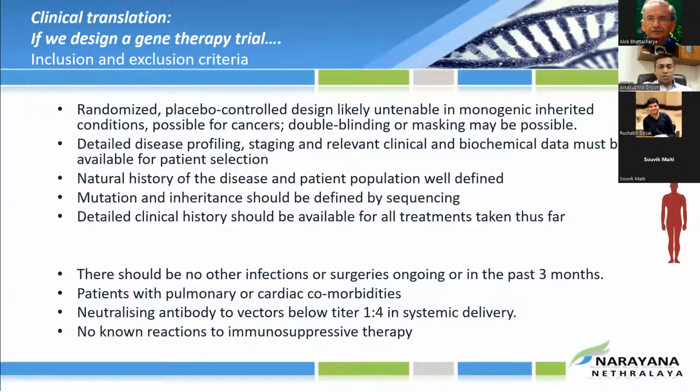All right, so we talked a little bit about it. So inclusion, exclusion criteria, whether or not we'll have a randomized control trial or an open trial. There are important considerations like establishing the neutralizing antibody titers to the vectors, because that is a cutoff that's very critical for patients. And of course, they should not have other ongoing trials or other surgeries, etc.